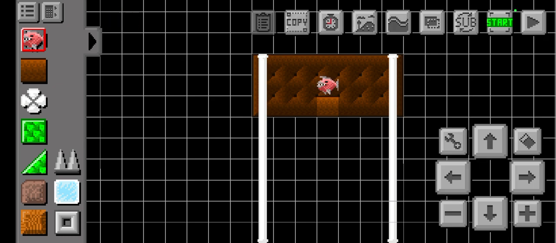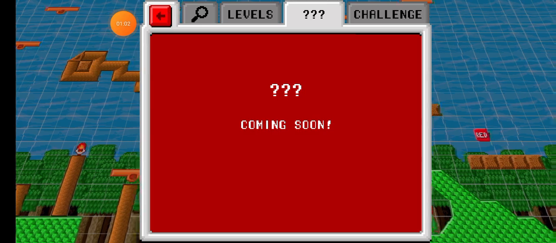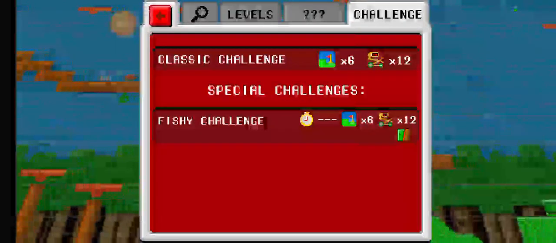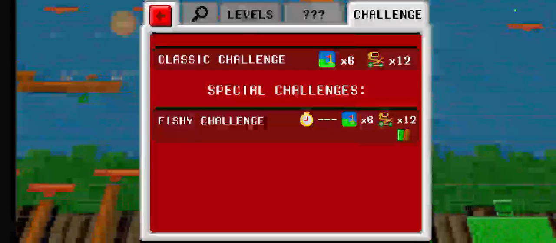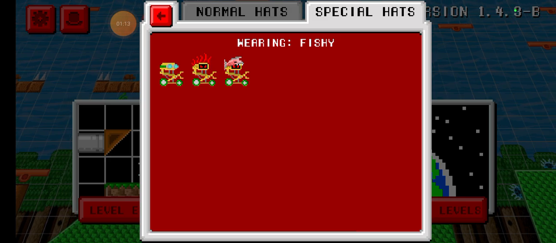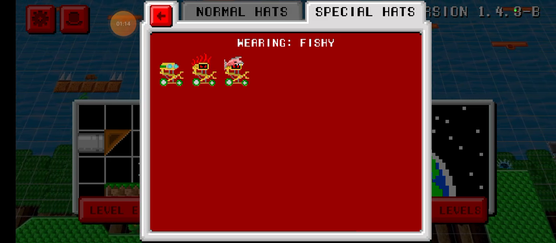Fish Day. Yes, because today is an update, and we have a new challenge. Fishy's challenge. I already did. It gives me a new hat. Fishy hat.